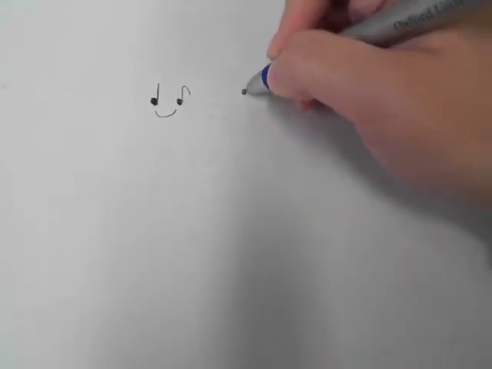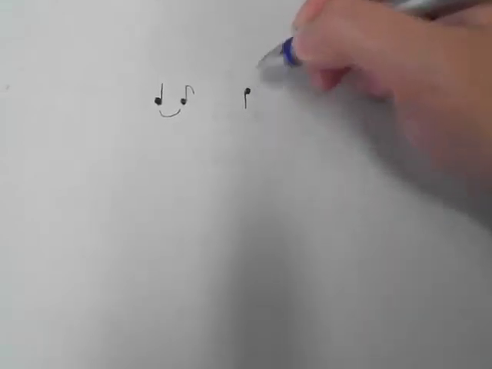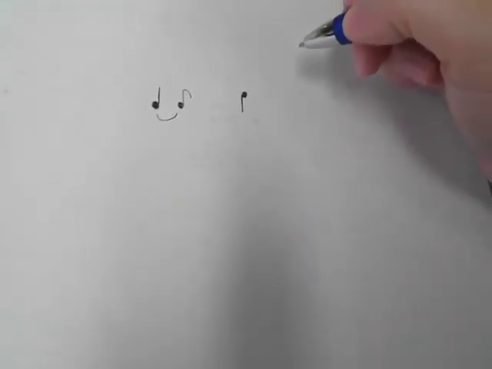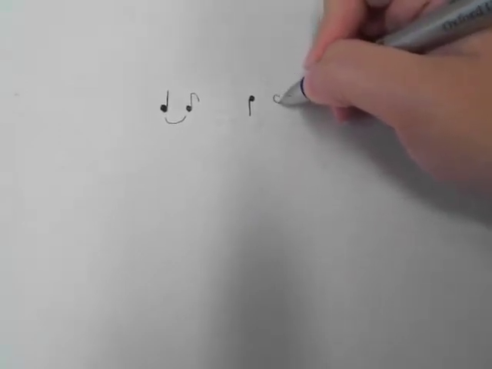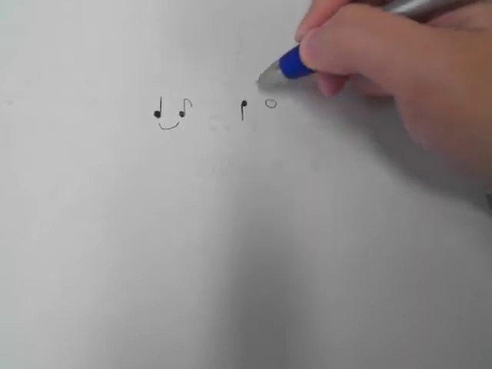Sometimes stems come down from notes. So let's say I want to connect a quarter note to a whole note. I could do that. And now since the stem is coming down, I'm going to put the tie on the other side so it doesn't get too crowded.